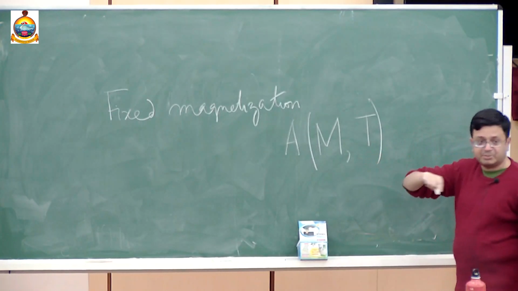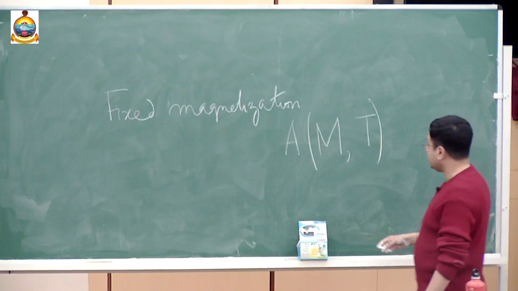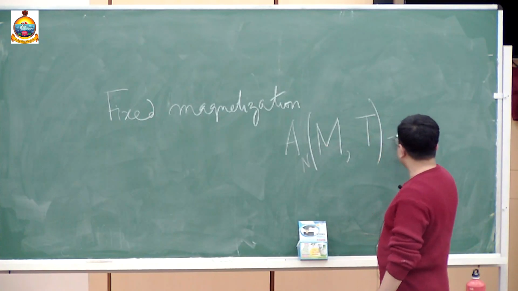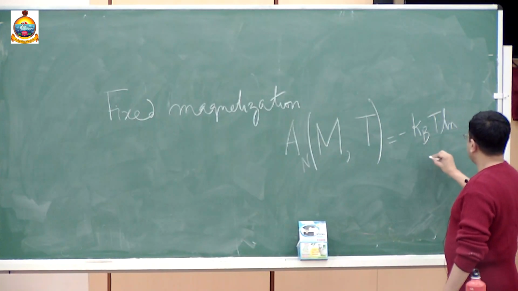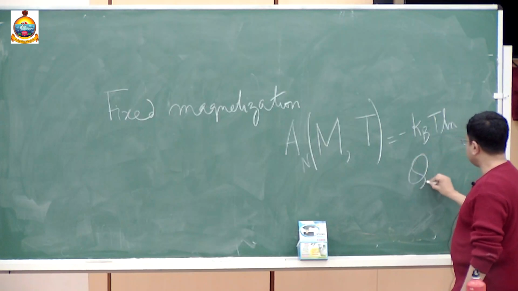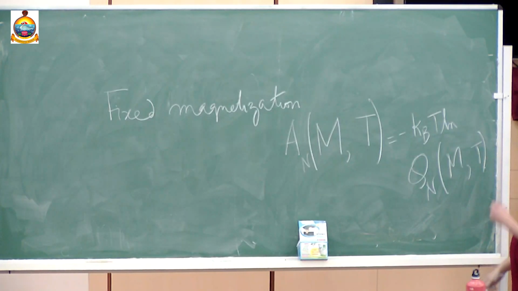So, it is also a function of the temperature of the external world with which the system is in contact, and number of particles and so on. So, this will be minus kBT log of the canonical partition function, which will be a function of N and M and T. Okay, so, this is fixed magnetization.